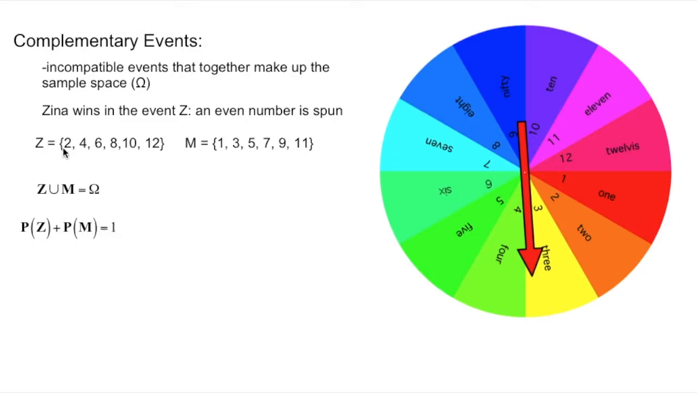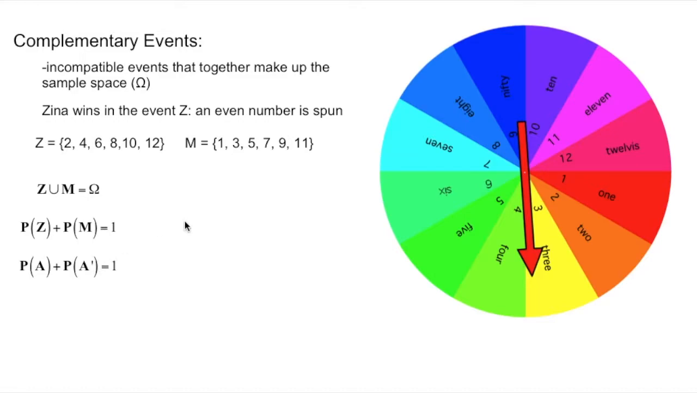Let's say the probability of Zena winning is 6 out of 12. The probability of Morgan winning is 6 out of 12. Add them together, you've got 12 out of 12, which is 1. We can also think of this in terms of A and not A. So if you have an event A, rolling a number less than 4, so 1, 2, 3.